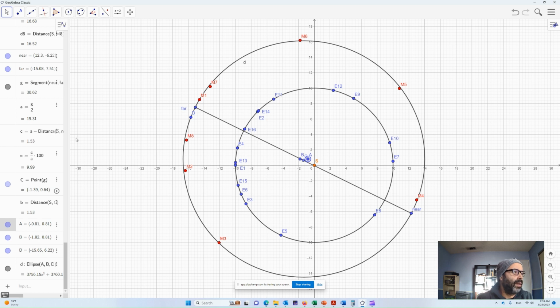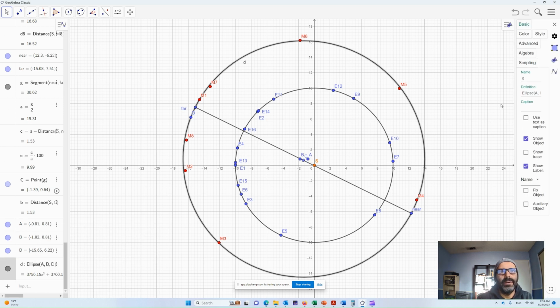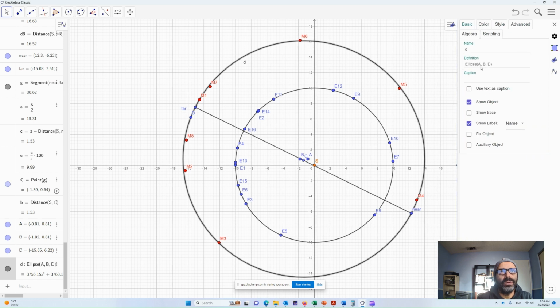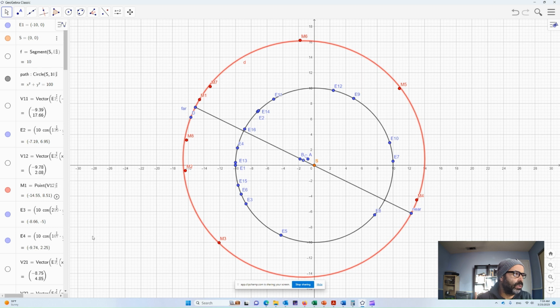Okay, I'm going to check this path and make it red so that I know that this path is red, just to indicate that I'm talking about the path of Mars.